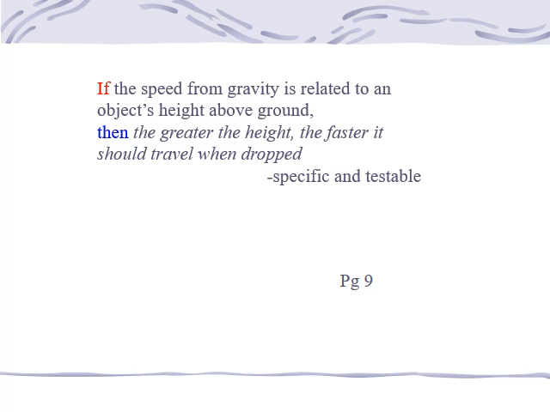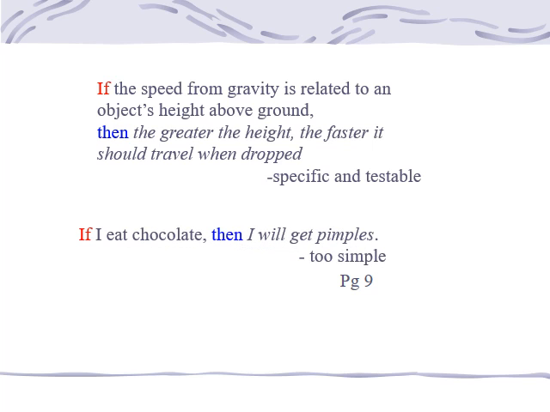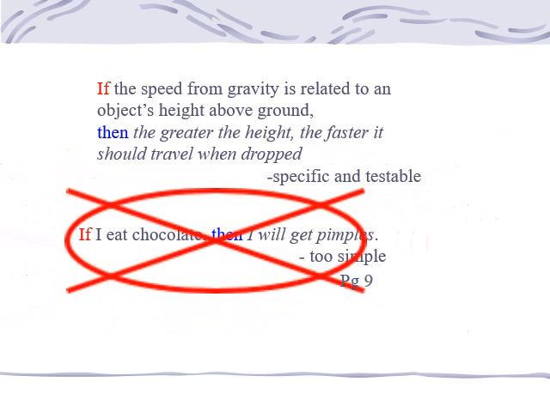Another example, if the speed of gravity is related to an object's height above the ground, then the greater the height, the faster it should travel when dropped. Again, this is a little bit more complex, but it's still very specific, very testable. This example, if I eat chocolate, then I will get pimples. Yeah, that's way too simple.